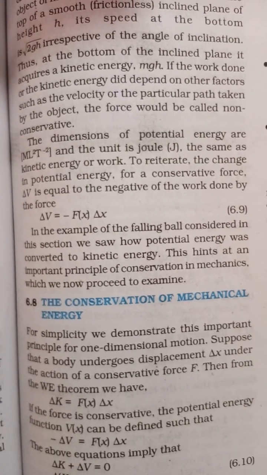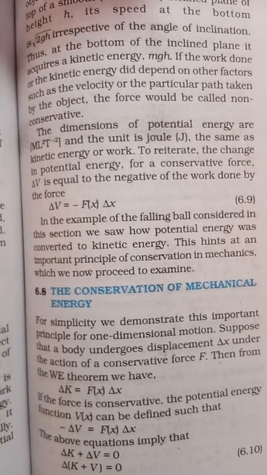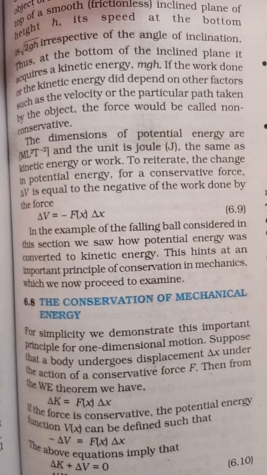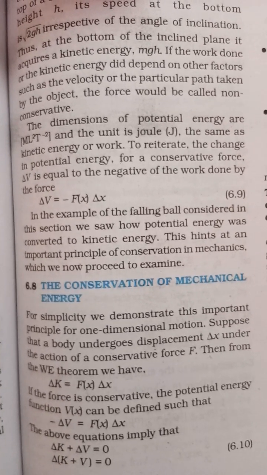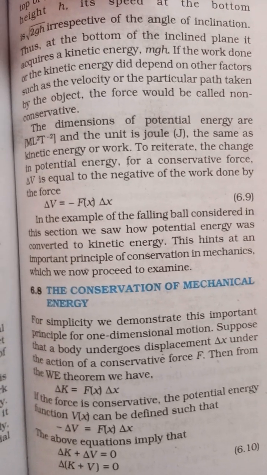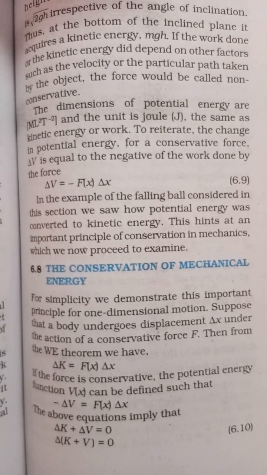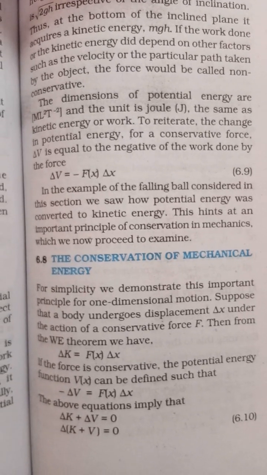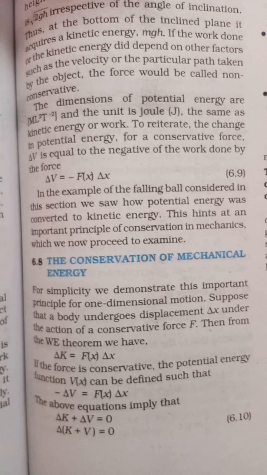The dimensions of potential energy are ML square T minus 2, and the unit is joule, the same as kinetic energy or work. To reiterate, the change in potential energy for a conservative force, delta V, is equal to the negative of the work done by the force. Delta V is equal to minus the integral of F(x) dx, as in this example. In the example of the falling ball considered in the section, we saw how potential energy was converted to kinetic energy. This hints at an important principle of conservation of mechanical energy, which we now proceed to examine.